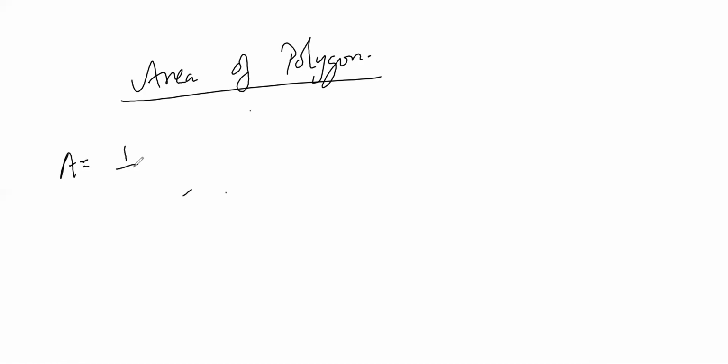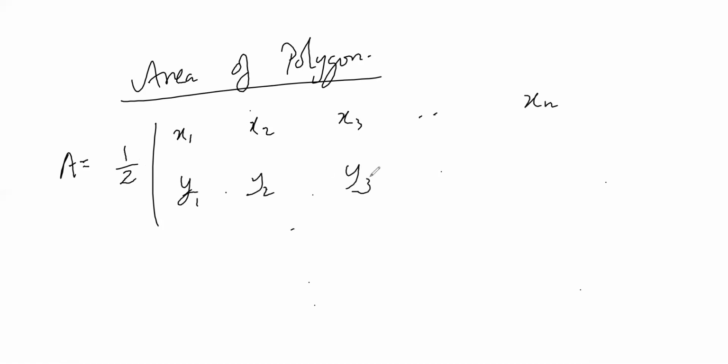A is equal to half into x1, then for a polygon with n sides, x3 up to xn, correct? Similarly here y1, y2, y3 up to yn. So it's a very easy thing for us in this. Here what we do is cross multiplication.